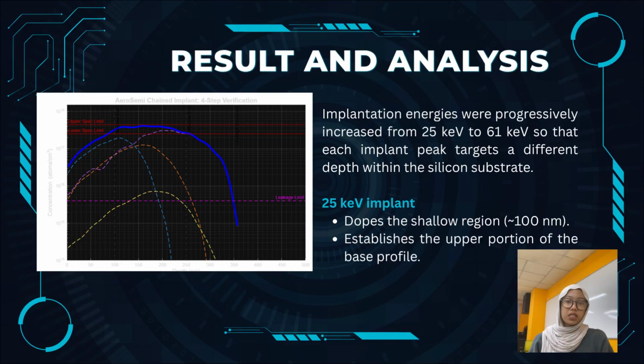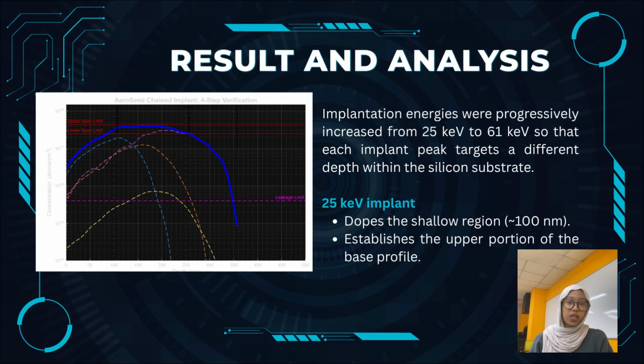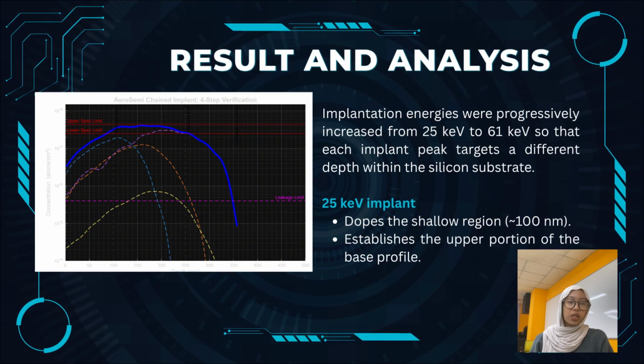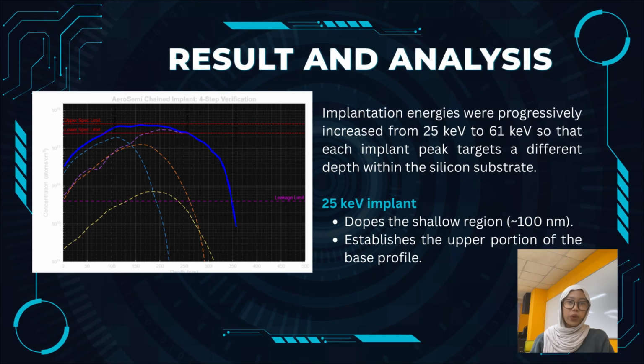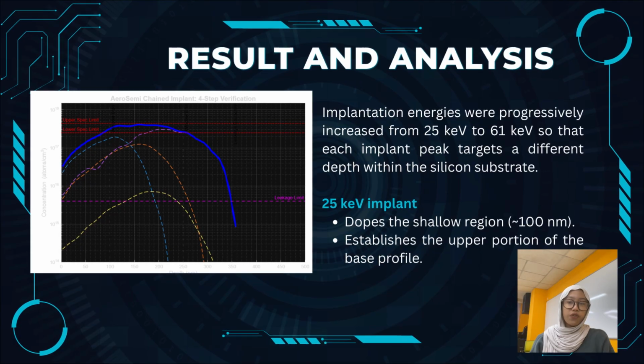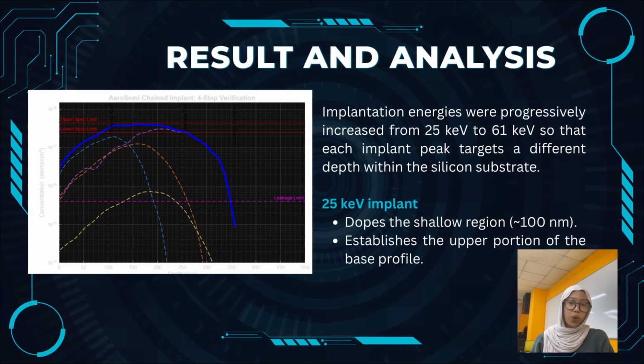However, because of its low projected range, the 25 keV implant alone cannot reach the deeper region of 200 to 250 nanometers. If only 25 keV were used, the dopant concentration would decrease rapidly with depth, resulting in a non-uniform profile that does not meet the design requirement.